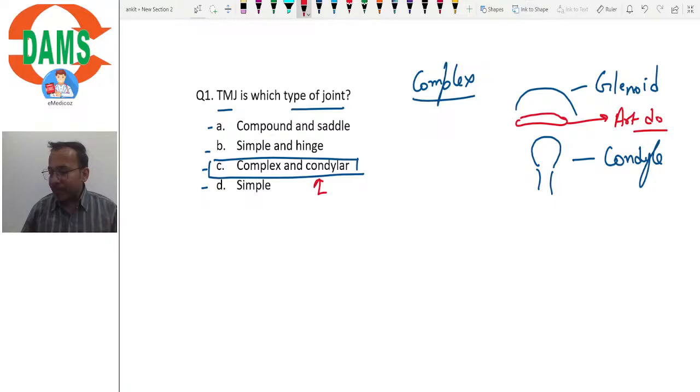And condylar because of the shape of the articulating element, right? So the condylar head, that is the mandibular component, is itself the shape of a condyle. So that's why option C is the correct answer, right?